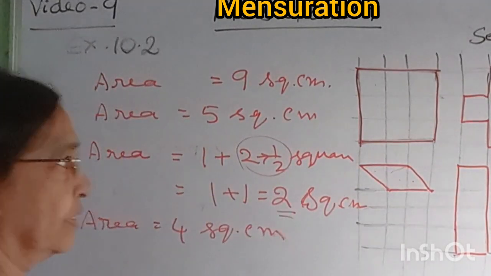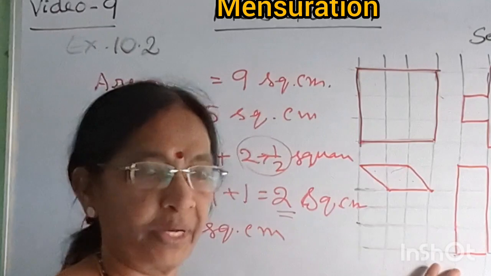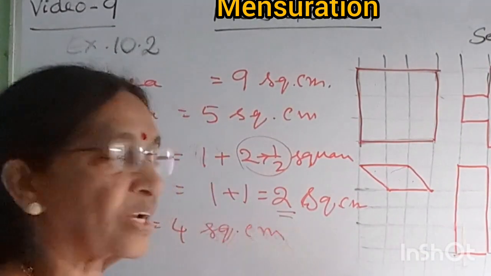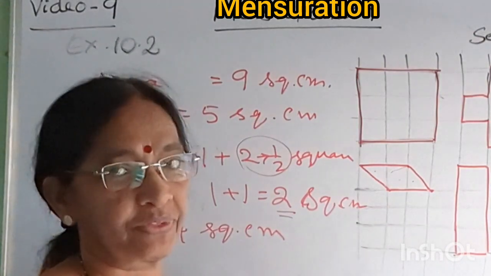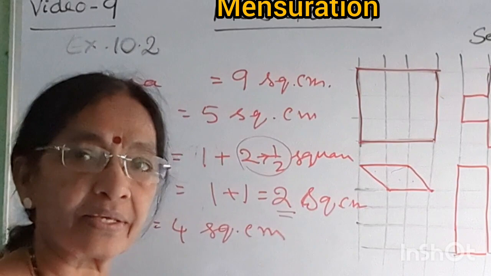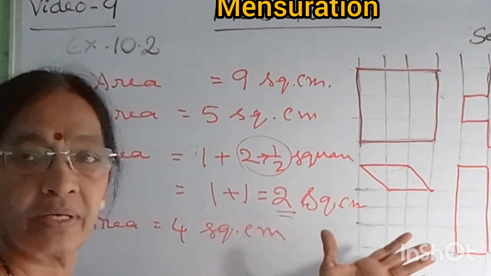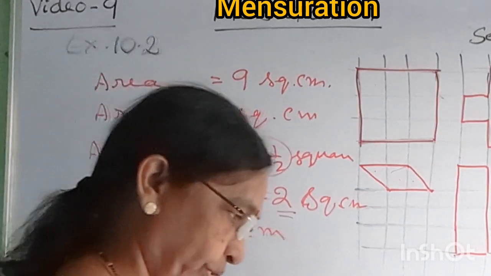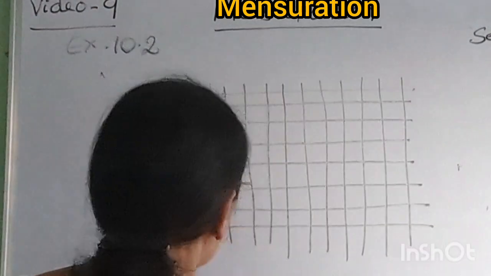Thus, for the figures made up of straight lines, we can easily find the area because they contain only full squares and half squares. So that is easy. Thus, we can find the areas of some figures formed by straight lines. So, going to the next problem.